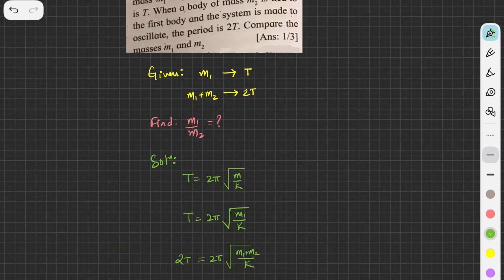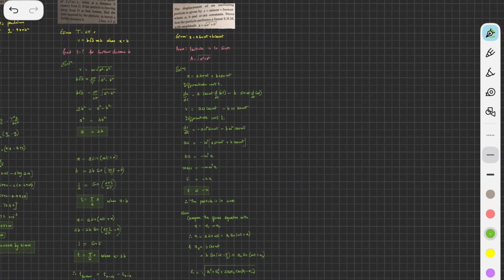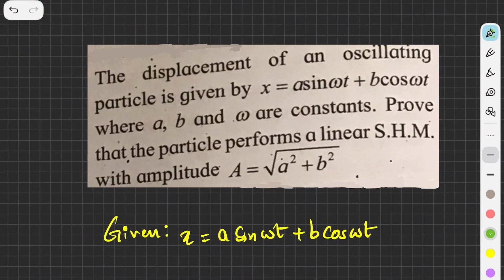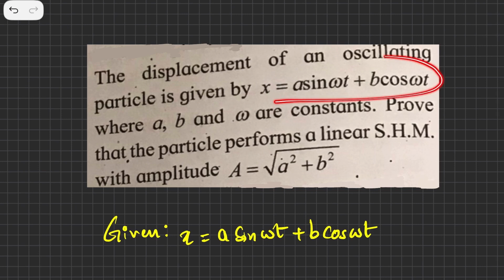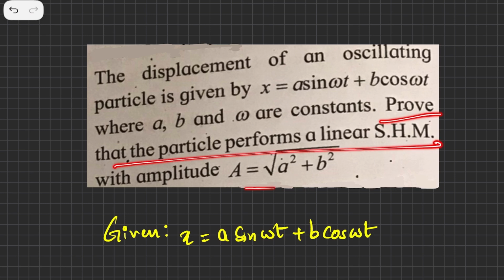Today we have been given this one problem of oscillation wherein they have given you the displacement x equal to a sin omega t plus b cos omega t, and they are asking us to prove that this particle is in SHM and the amplitude is this. So let's just quickly derive this.